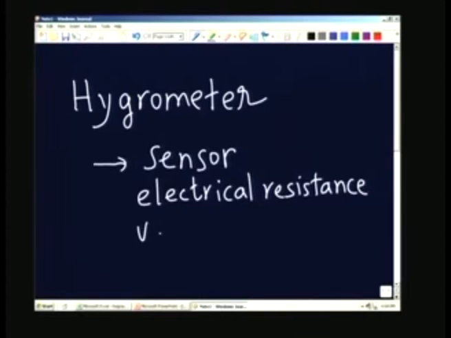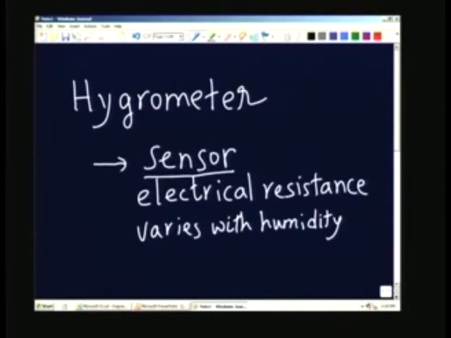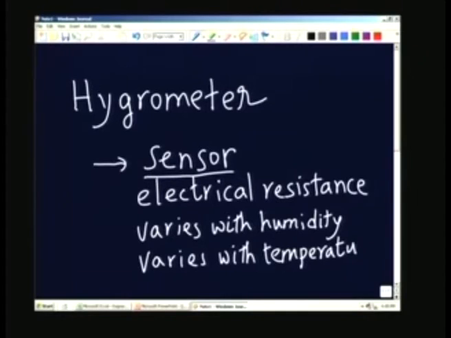The electrical resistance of the sensor element varies with humidity. A hygrometer measures the humidity in the atmosphere, and the sensor used in the hygrometer has an electrical property called electrical resistance, which varies with humidity. Unfortunately, it also varies with temperature. If it were a function only of humidity, I would not have any problem, but it also varies with temperature.